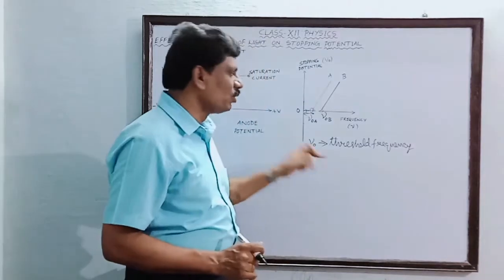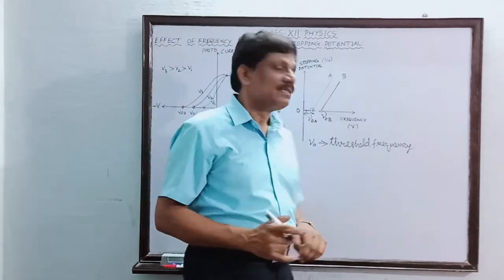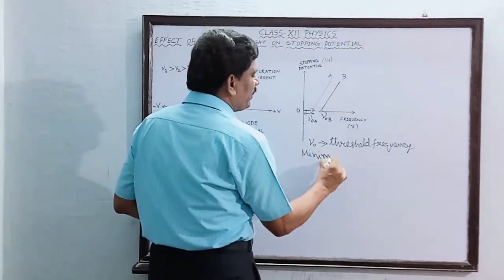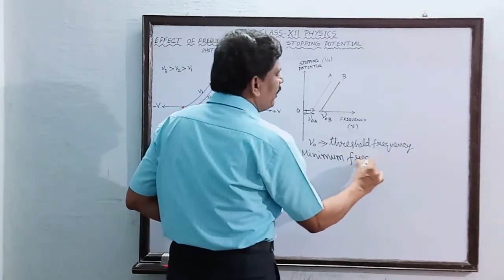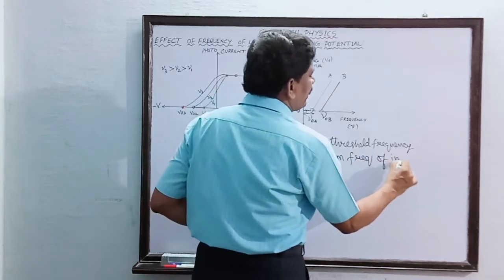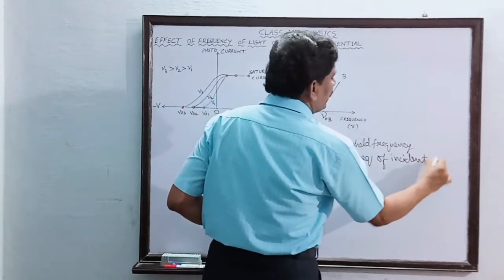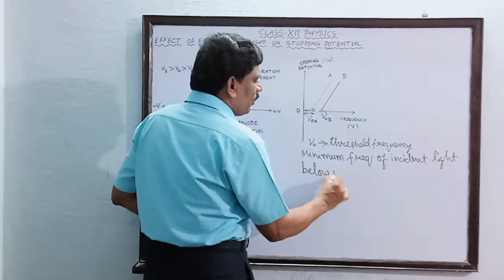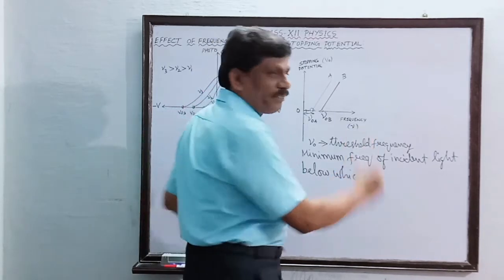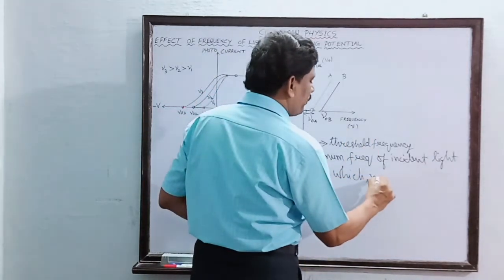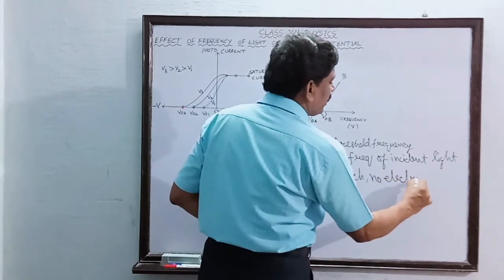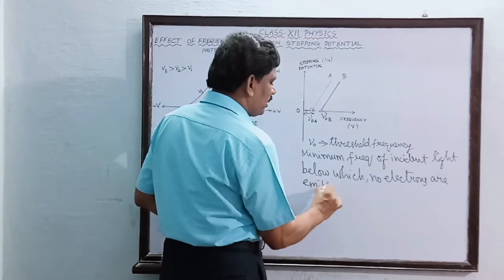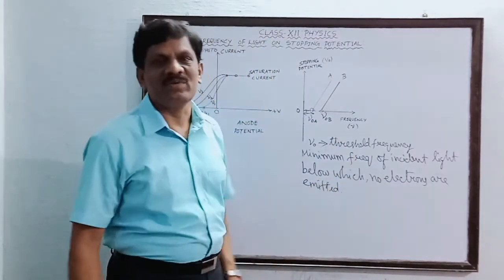So my dear students, how do we define the threshold frequency? The threshold frequency is the minimum frequency of incident light below which no electrons are emitted. Okay, below which no electrons are emitted. So this only is called the threshold frequency.